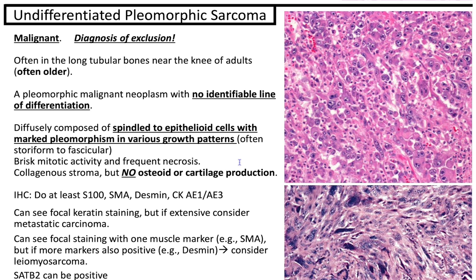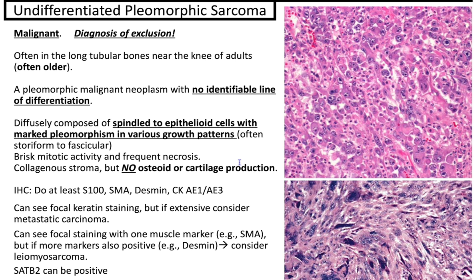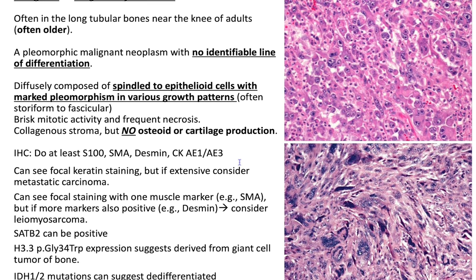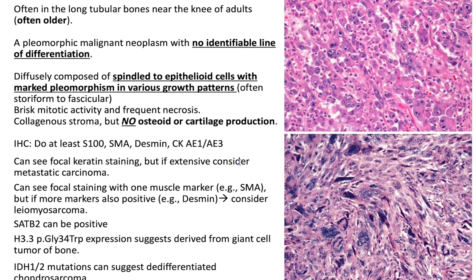Undifferentiated pleomorphic sarcoma, this is a diagnosis of exclusion. It's often in the long tubular bones near the knee of adults, often older. You don't know where it arises from. There's no identifiable line of differentiation. It has spindle to epithelioid cells with marked pleomorphism and various growth patterns. They can sometimes even have giant cells.